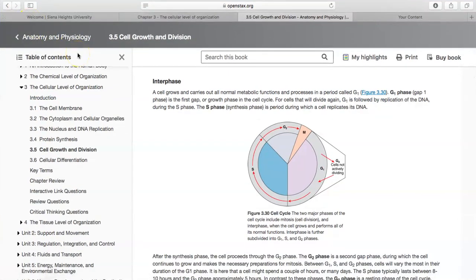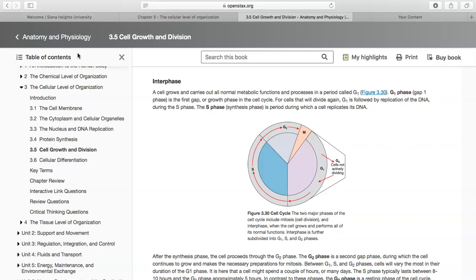Okay, everyone. So this is going to cover section 3.5 on cell growth and division. Now, this is going to be a really base level video because honestly, if you were taking another biology course, cell growth and cell division could honestly be its own section, its own exam, or at least a really good portion of an exam. So I'm just going to take this really basically, okay?